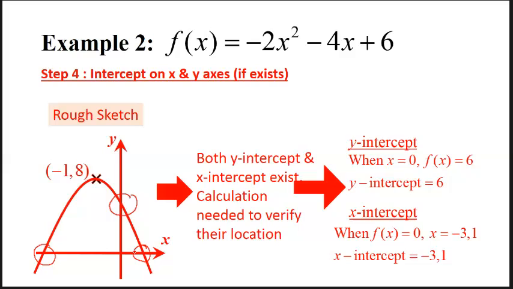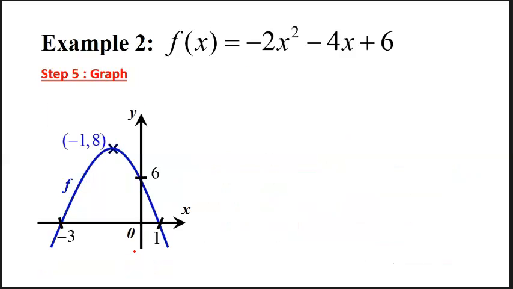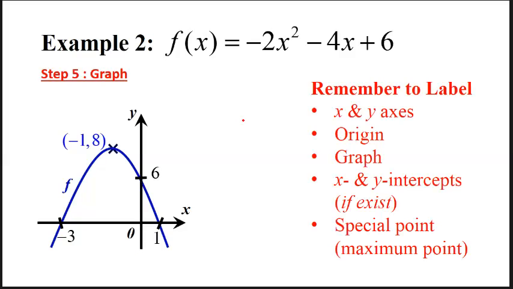Now we can go for the last step, step 5, sketch the graph. In the graph sketching, once again, we check. We should label the x and y axes, label the origin, and label the graph itself. The name of the function is f, so we label it as f. We label the y-intercept and the x-intercepts, and at last, our special point, the maximum point. And that is how we sketch these quadratic functions.